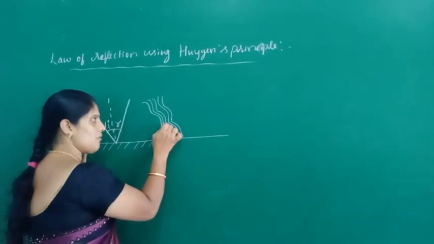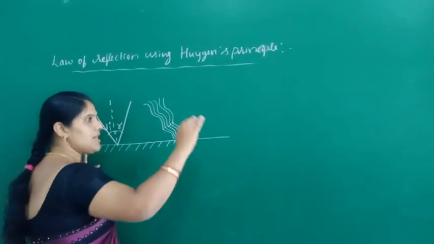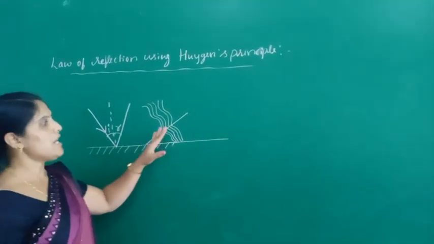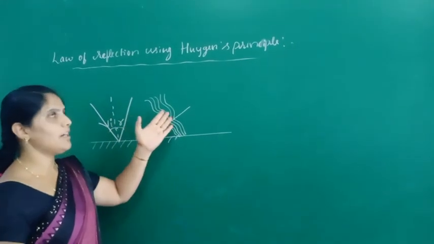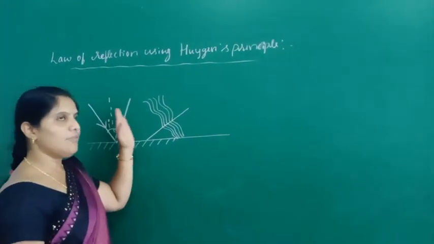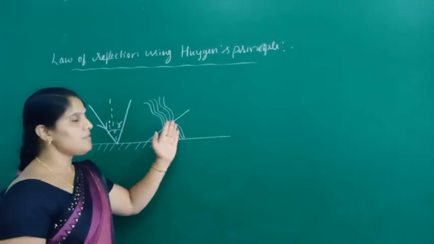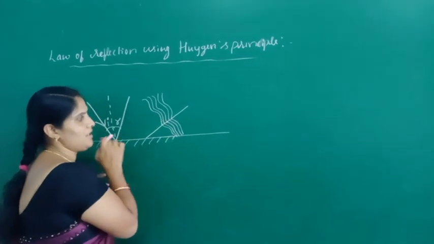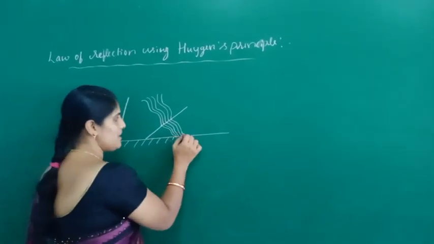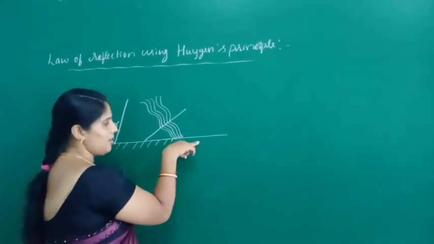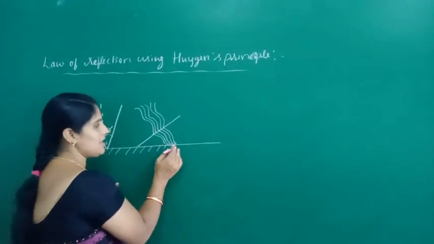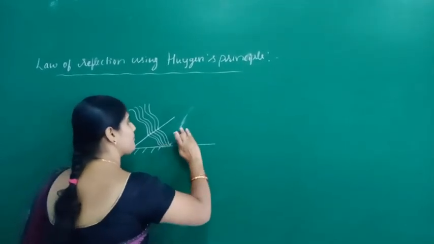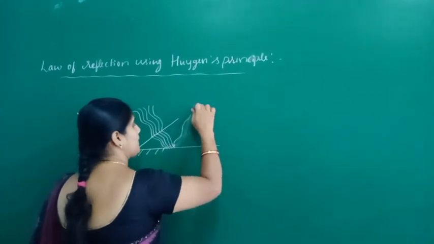Now we mark the locus of the points which oscillate with the same phase. Then joining these points, we will get a wavefront. What is that wavefront? A plane wavefront. Because a parallel beam of light gives a plane wavefront. So this is the incident wavefront. What happens when these rays are incident on the reflecting surface? It gets reflected like this.